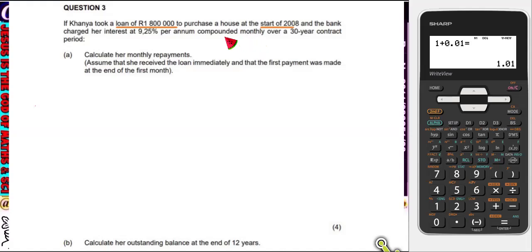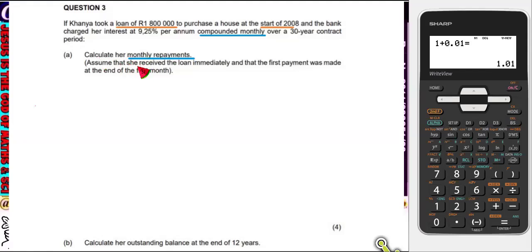It's compounded monthly. The payments should be monthly. It's what I was saying yesterday. We didn't change this one. You see, this is compounded monthly. It says calculate a monthly, the blue are exactly the same, over a 30-year period contract. And then it says, calculate her monthly repayments.